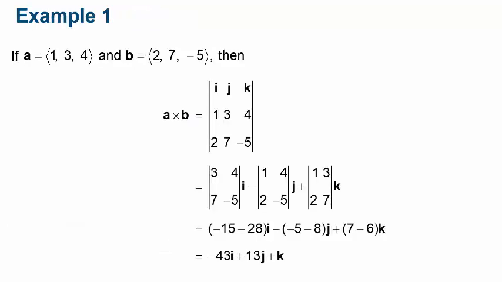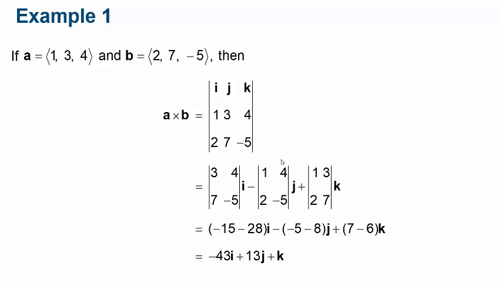Okay, let's do one example. So I have this vector here. Vector A is equal to 1, 3, 4, and vector B is equal to 2, 7, -5. Then what I want to do is find their cross product. So to do the cross product, in the first row you put the i, j, k for the vectors. Second row, you put vector A, which is 1, 3, 4, and then in the final row, you put vector B, 2, 7, -5 right here.